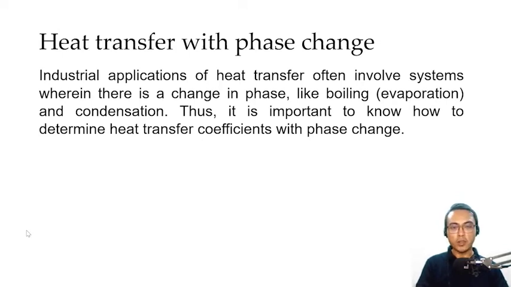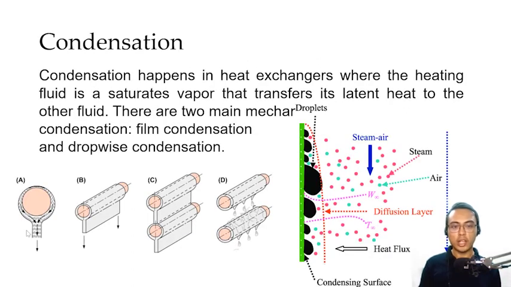Industrial applications of heat transfer often involve systems wherein there is a change in phase, like evaporation and condensation. Thus, it is important to know how to determine heat transfer coefficients with phase change. Although the equations for determining heat transfer coefficients with phase change are given in our handbook, we will not be solving actual problems. Okay? We will just be looking at the mechanisms of how condensation and evaporation are able to obtain very high values of heat transfer coefficients.